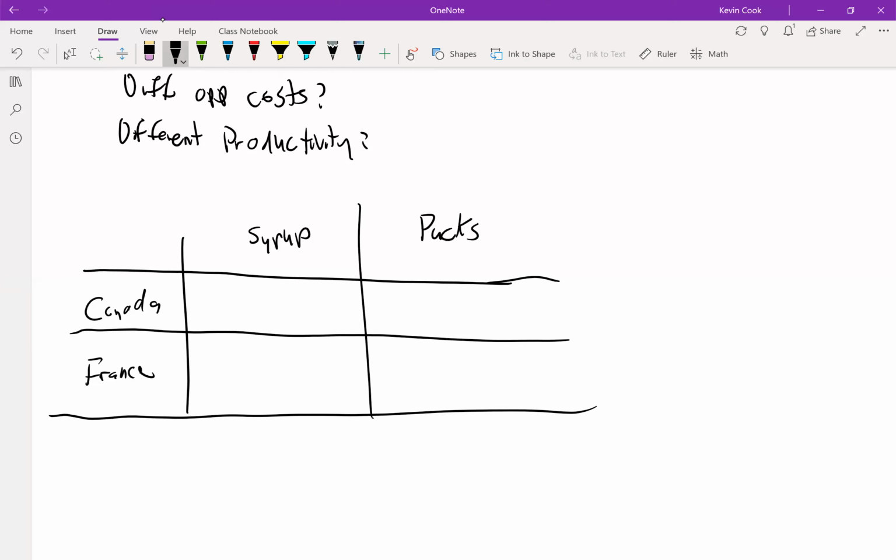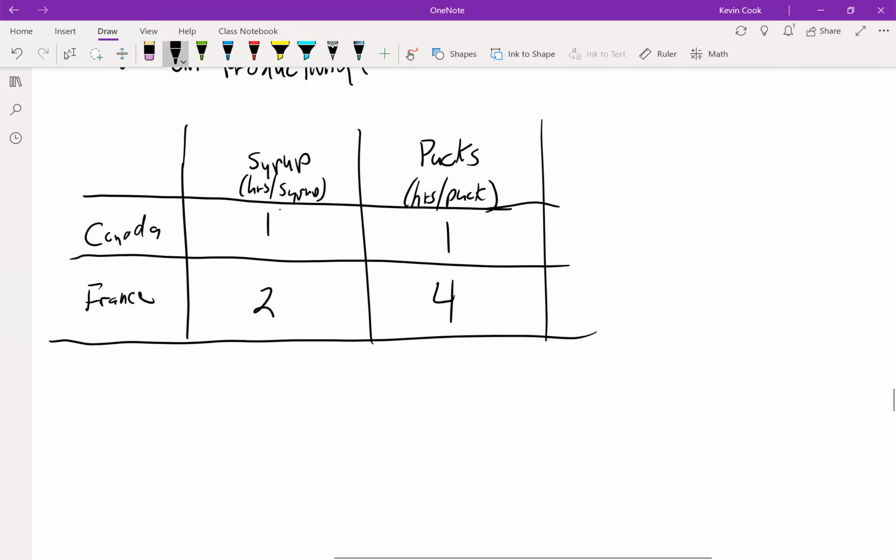And we're going to suppose that, again, what we're looking at is hours per syrup in this first one. And for pucks, we're looking at hours per puck. Right. So we're going to say that Canada can produce syrup in 1 hour, and they can produce a puck in 1 hour. In France, we're going to say can produce syrup in 2 hours and can produce a puck in 4 hours. Right. So what we run into is who has the absolute advantage and comparative advantage.